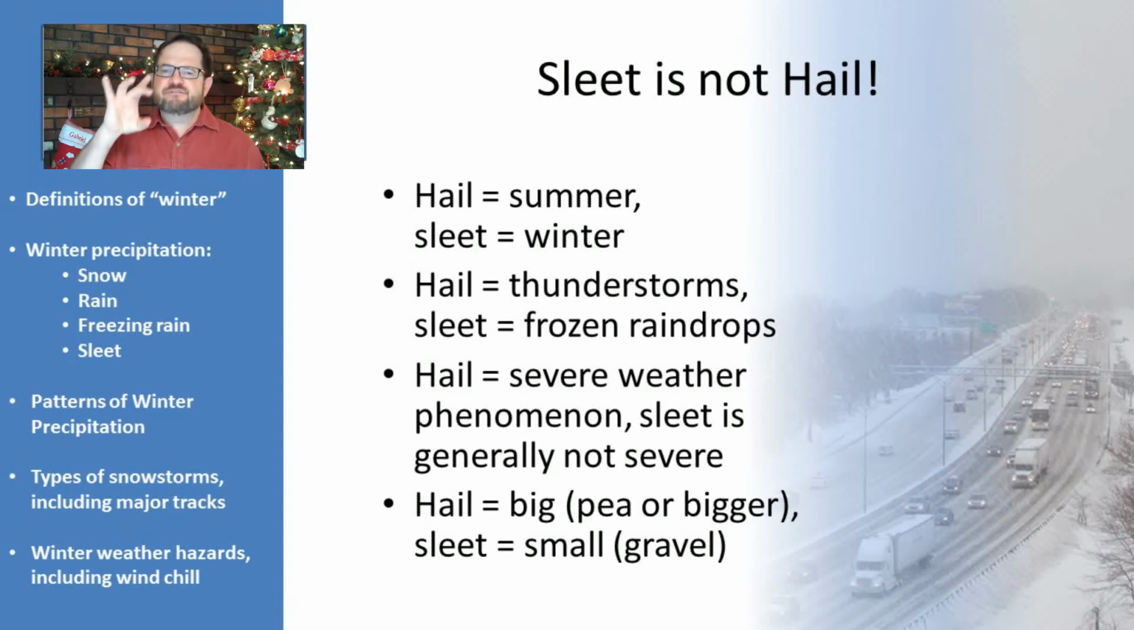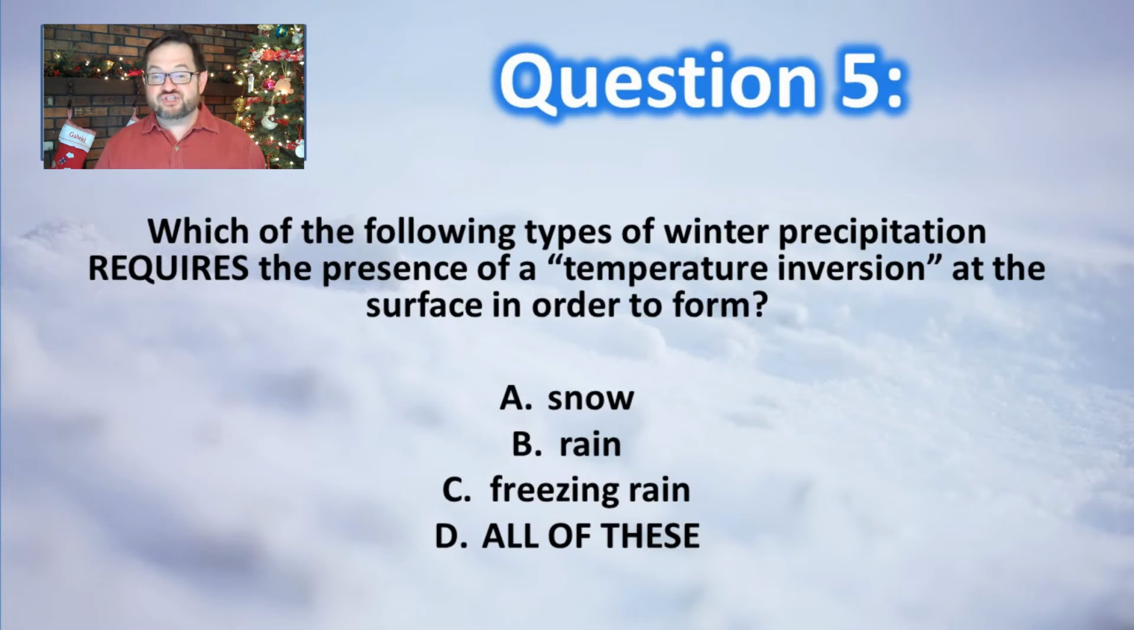Alright, now that we've seen 4 types of winter precipitation, we're going to be doing something with them and learning about where they happen in winter storms and so on. But before we do that, let's answer a couple quick questions about the winter precipitation that we've seen so far. Question 5. Which of the following types of winter precipitation requires the presence of a temperature inversion at the surface in order to form? Is that snow, rain, freezing rain, or all of them? Make a choice from those 4 options and get a little feedback before you move on to question 6.